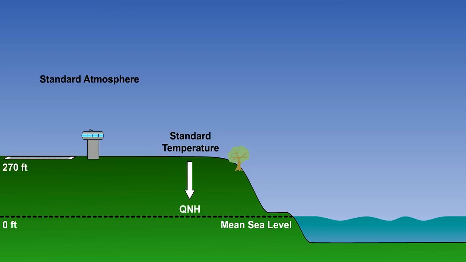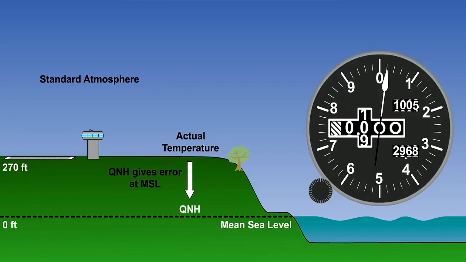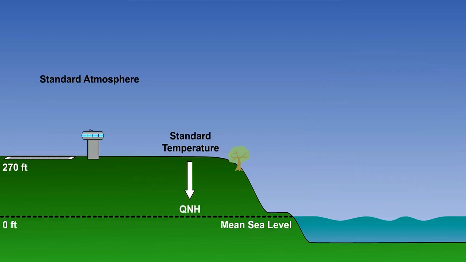However, our altimeter does not know about the temperature. It is designed to always give us 27 feet to a hectopascal at sea level. If we wanted to read 270 feet at touchdown, we must set it to QNH. If we now fly down to sea level, as we touch the water, it will sense 1004 hectopascals and tell us that we are still at 27 feet.